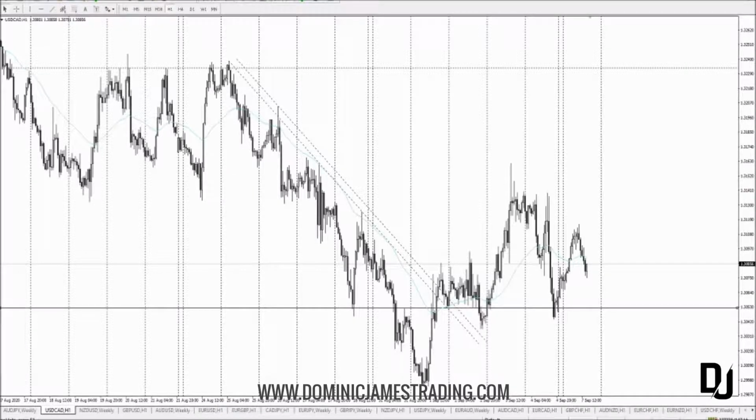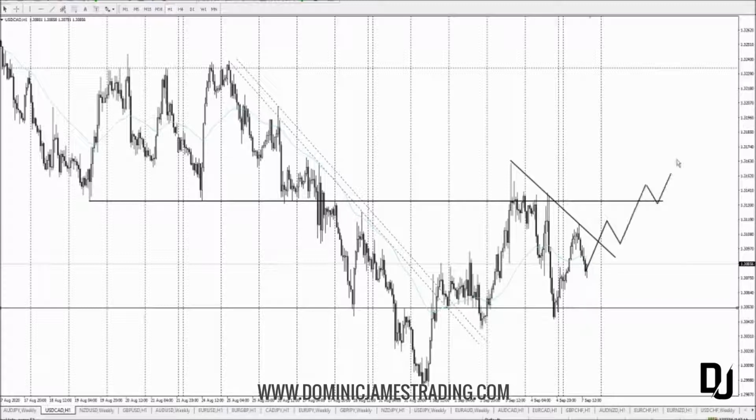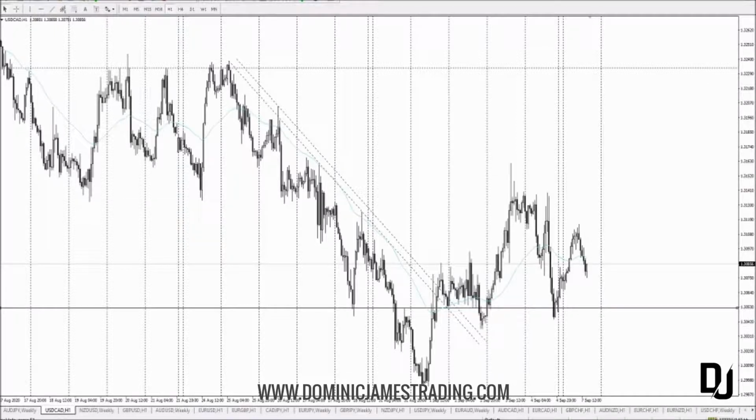So overall, we can also follow structure, find out what support and resistance is, can we break structure, get above that level and target there. Quite simple, and that's what I'm looking for on dollar CAD. Let's move on to New Zealand yen.